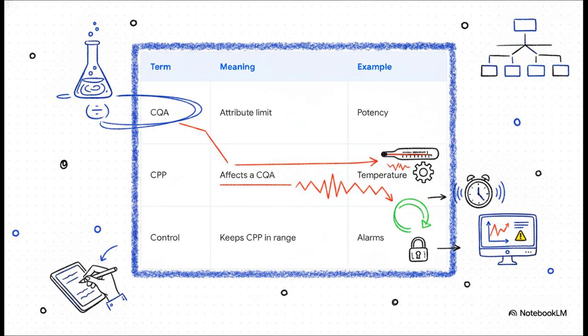Now, a CPP is a parameter that directly affects that CQA, in this case, temperature. Your control is exactly how the electronic record enforces that parameter, perhaps through real-time temperature alarms. Industry good practice tells us we need to focus our strongest controls right here. If you try to over-control trivial details, you just end up creating alert fatigue for everyone involved, and you end up hiding the steps that truly matter.